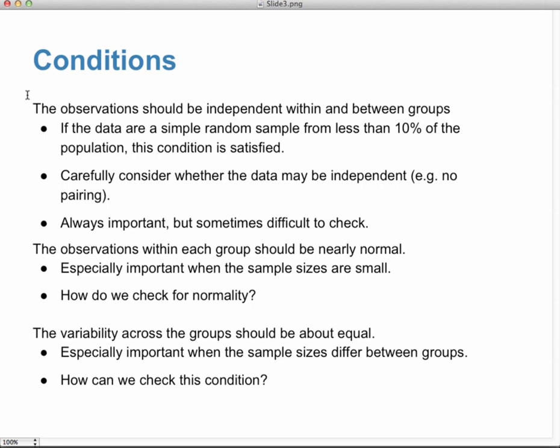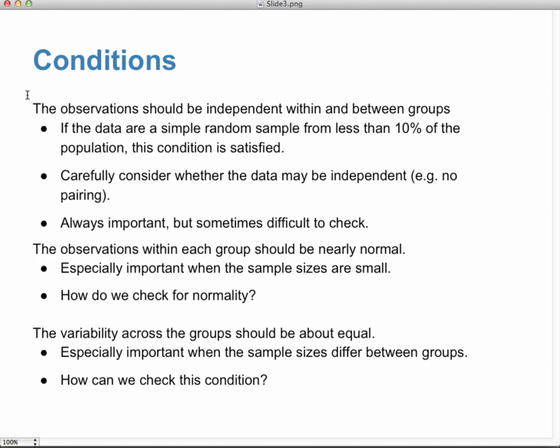The variability across the groups should be about equal. That is, the variance or the standard deviation for each category, for each group, needs to be about the same. This is especially important when the sample sizes differ between groups. So many times statisticians will strive to have what they call a balanced design if at all possible, and they know they're going to be using the ANOVA technique, to make sure that they have same size samples for each group. And so how would you check this condition?